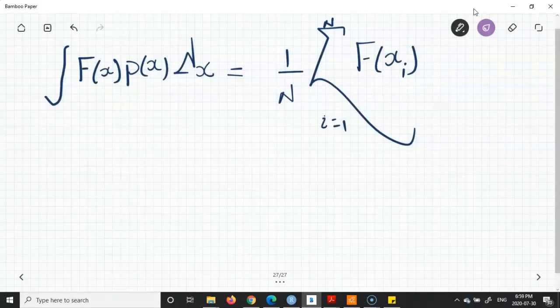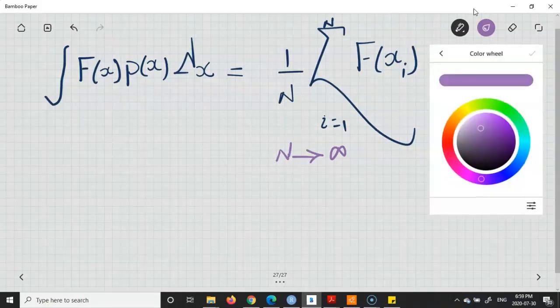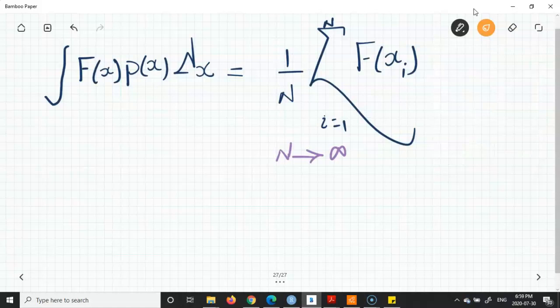However, we learned that n has to go to infinity, I should say a high number of trials, in order to approximate this integral by the sum of f evaluated at each x taken from this distribution. That is what we covered in the previous tutorial.